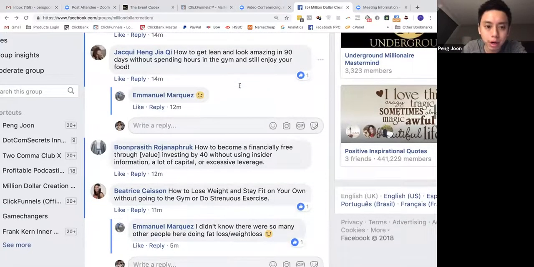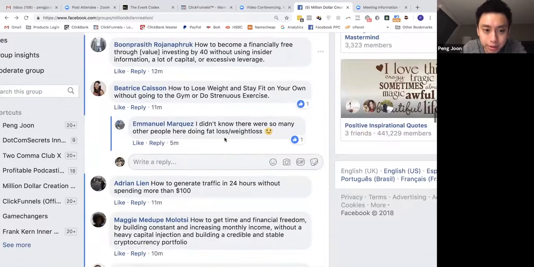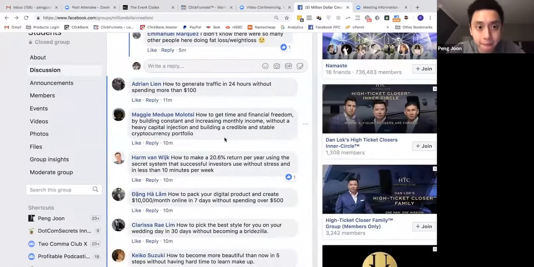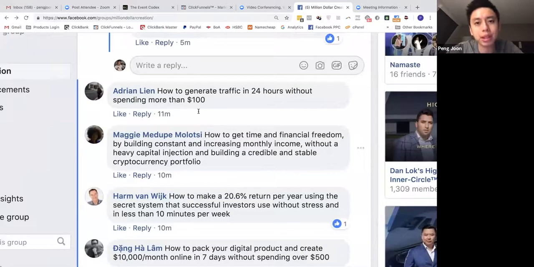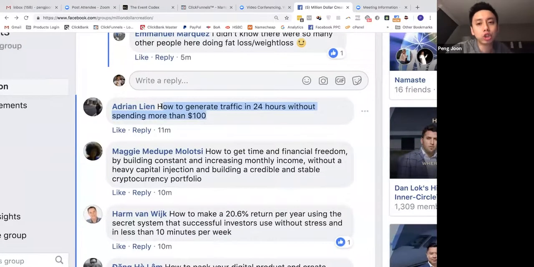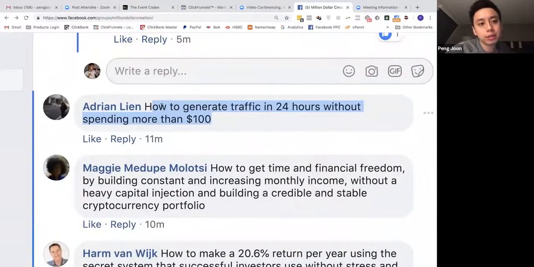Just messaging over there. Okay, so I can see that there's how to generate traffic in 24 hours without spending more than $100. Okay, so over here, same thing. I want you to remember that your messaging will attract who you attract. Who you attract in your messaging is so crucial, because think about this, okay?